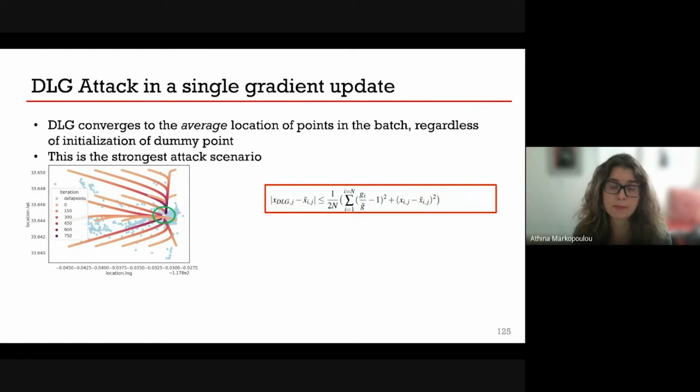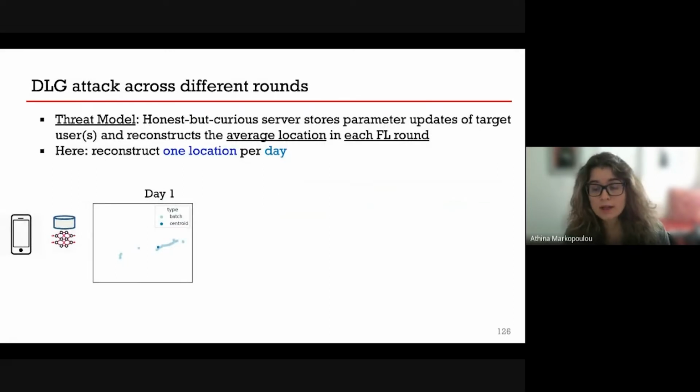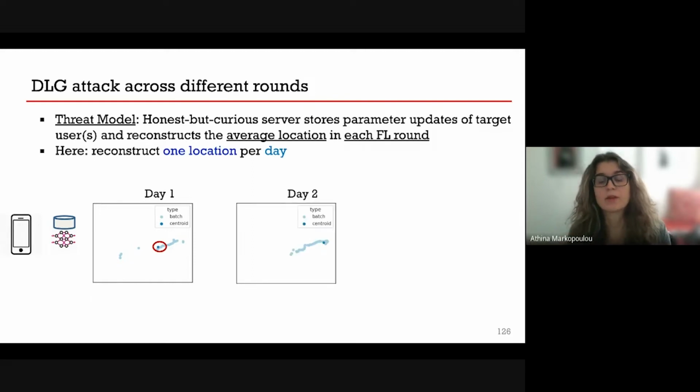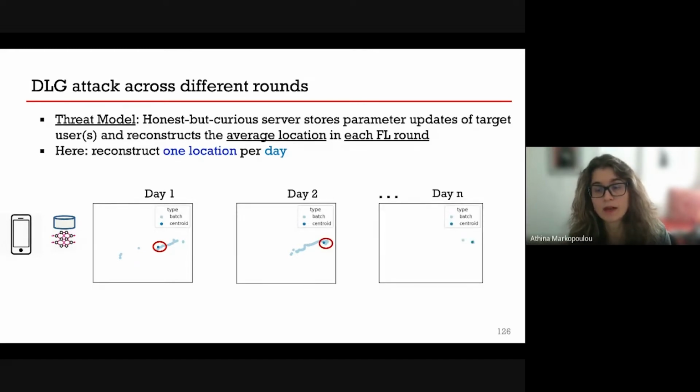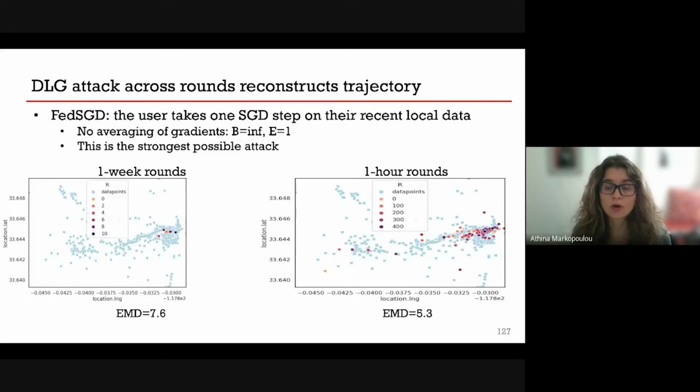Next. So as the user moves around, he collects, let's say on day one, the light blue points. Next, the attacker can infer the average of those locations. Day two, the user moves to these other locations. Next, the attacker infers the average location and so on. Next, and next.